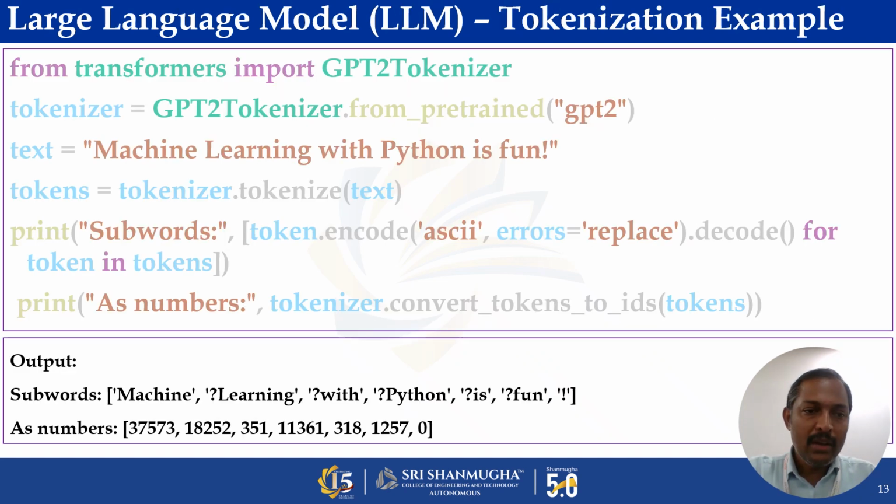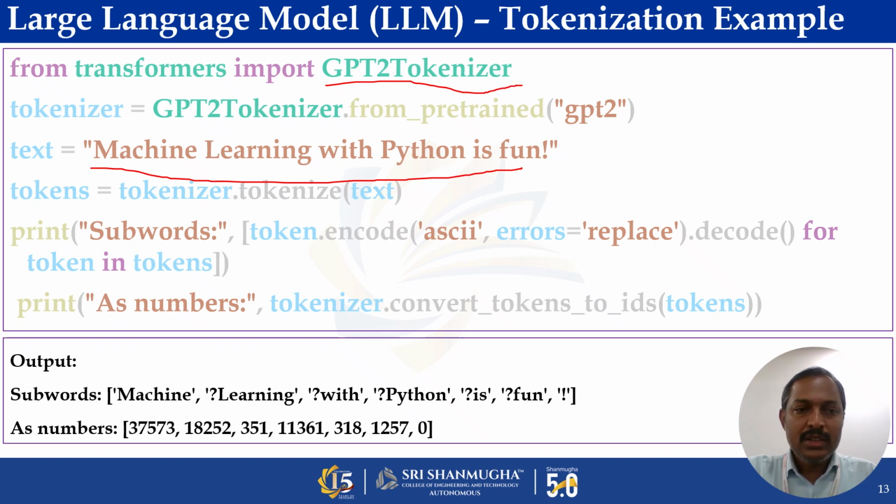This is a small Python program that converts a given string into tokens. For this we are using the GPT-2 tokenizer model. The tokens are already defined, so from that we are going to split the text and assign IDs.